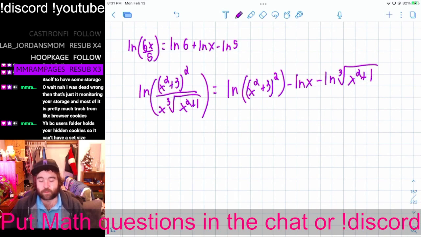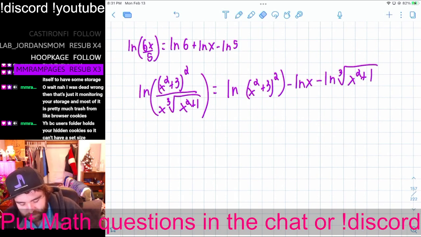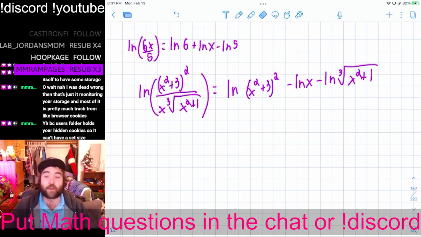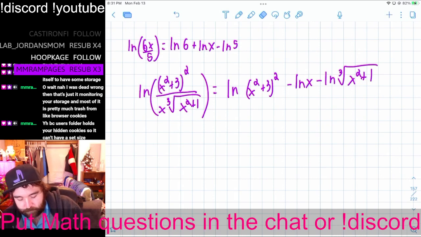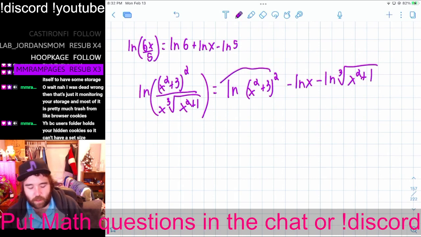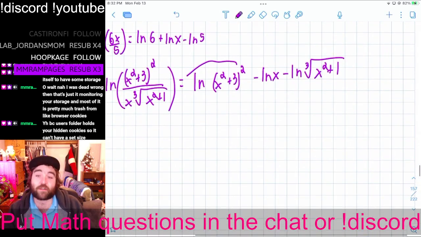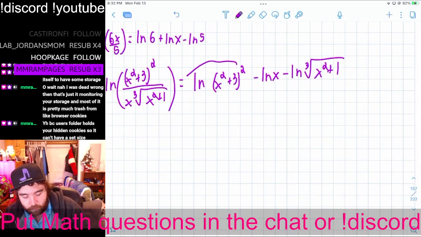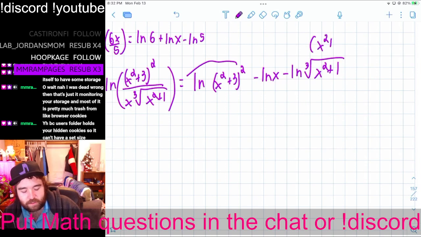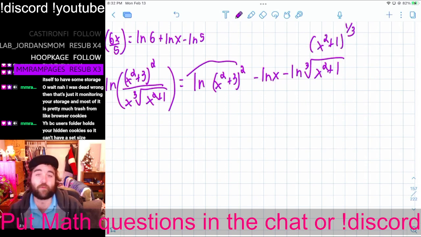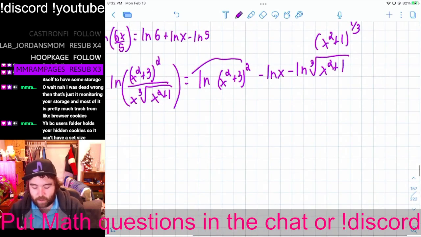Okay, so now we can do it more, right? Because here, I guess we don't need these parentheses. See how that thing is squared. So we can pull that squared out to the front. And then this, just like the square root is 1/2, we know that a cube root is to the 1/3. So we can pull that out to the front. So what do we end up with?